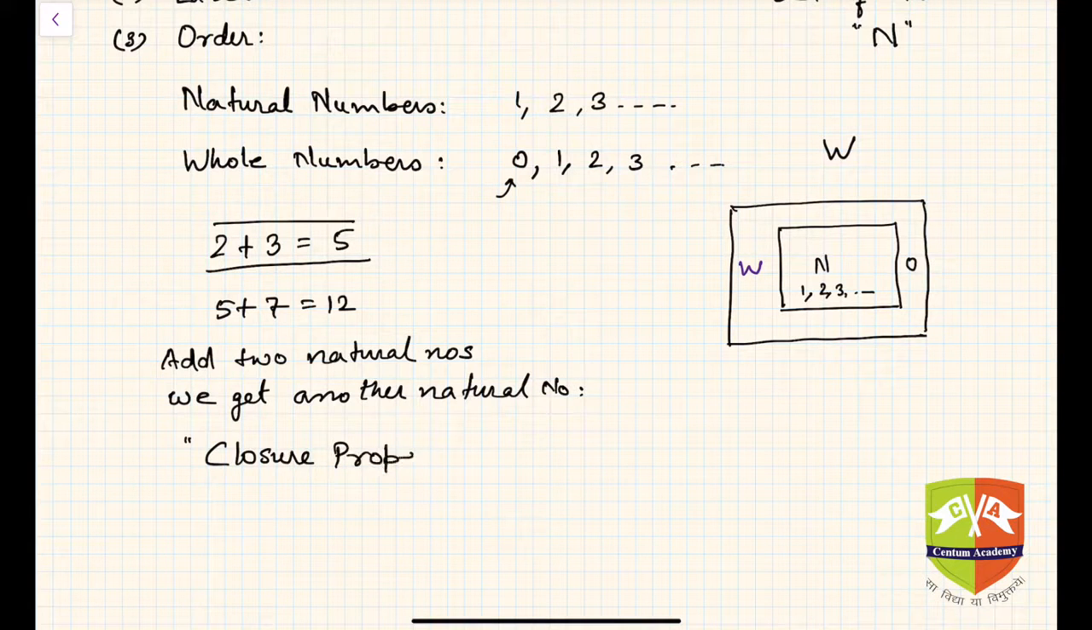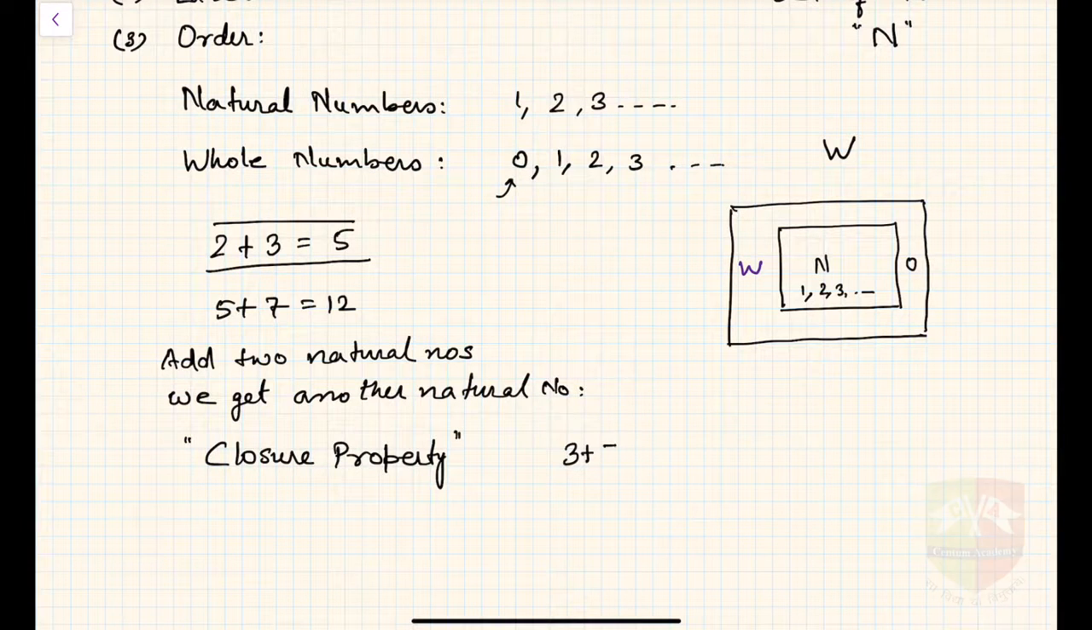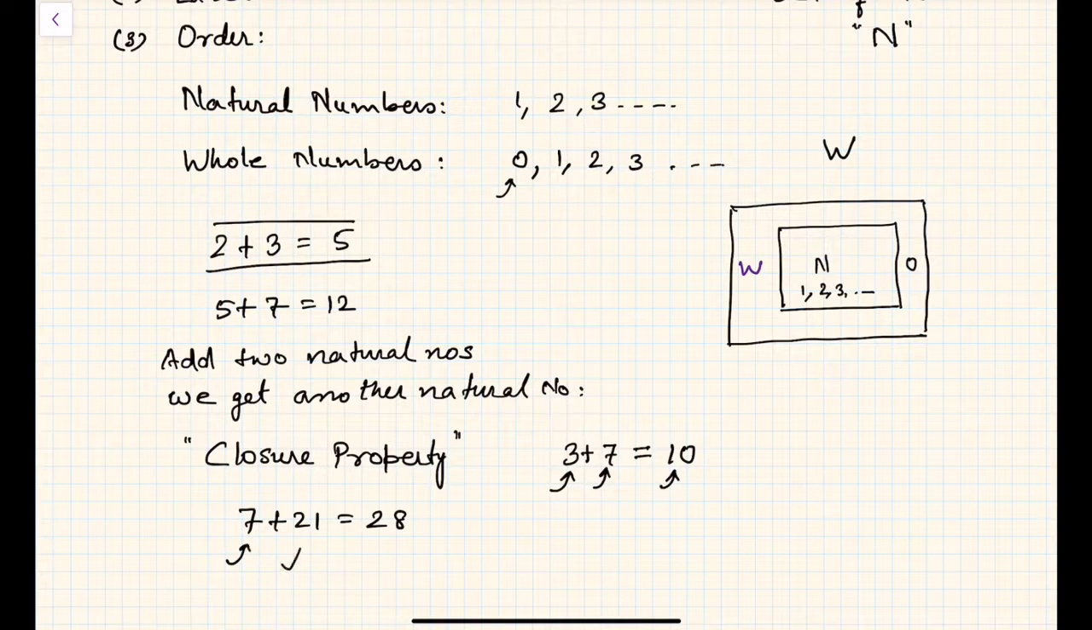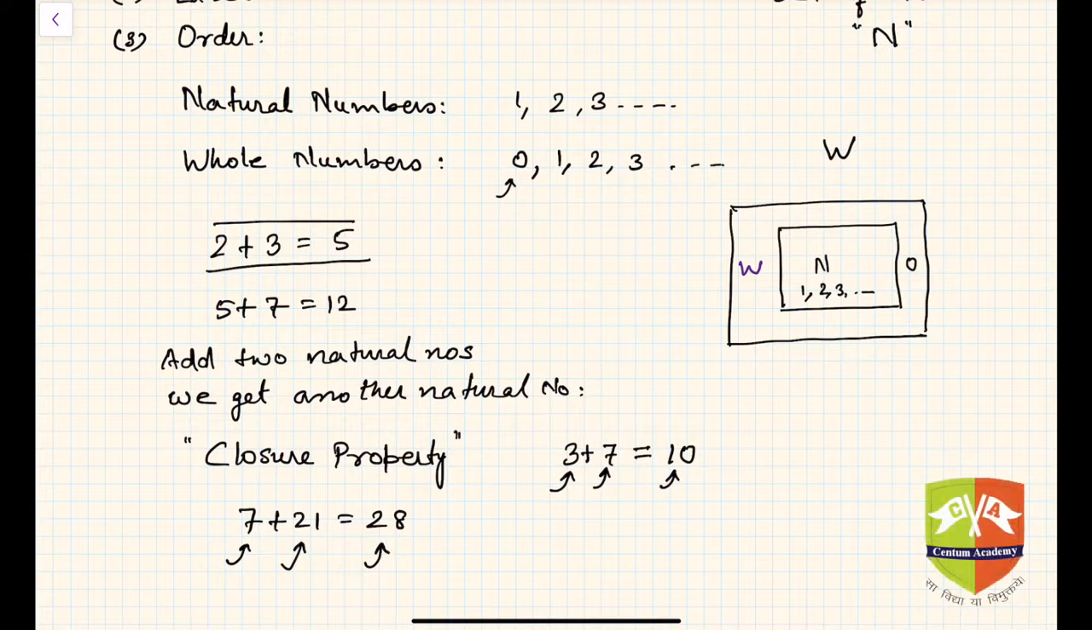Why closure property? Because to find the solution of a sum like 3 plus 7, you will get the solution in the set of natural numbers only. That means if you add a natural number to another natural number, you will get another natural number, right? So hence we don't require any other new number outside the set of natural numbers to find the solution of any addition operation, right? You take any number of examples. Let us say 7 plus 21 is 28. Again, if you see, this is one natural number added to another natural number, you get another natural number, right?